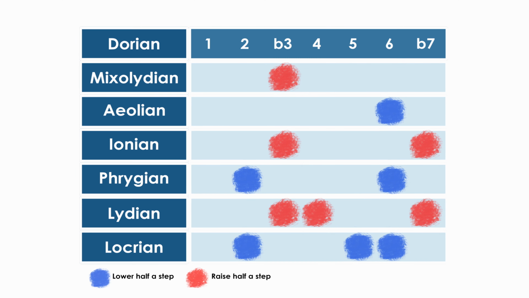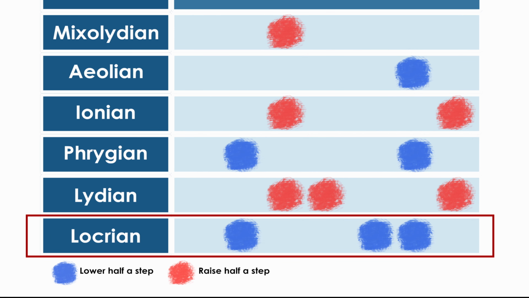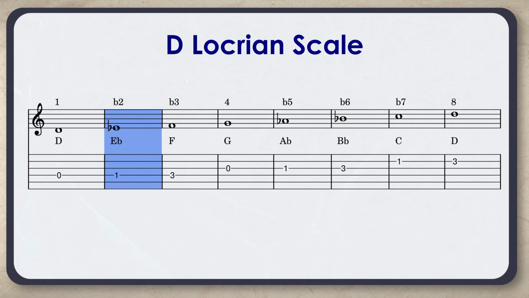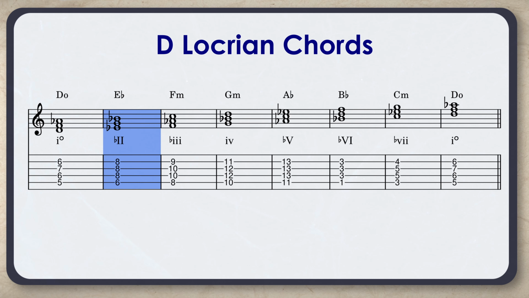As a last step, I want to transform my original piece of music into D Locrian. And as you can see from this overview, we need to change quite a lot of tones for this. I need to lower the second, fifth and sixth scale degree with half a step. And our new scale and chords become this. Let's see what it will sound like now.